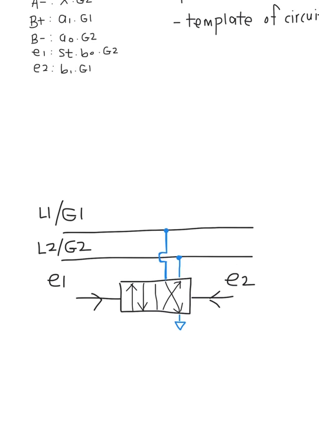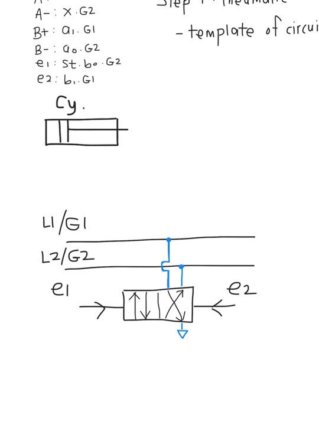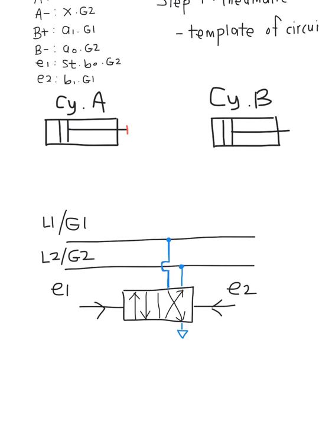Then we also have the cylinders. In this case, we have 2 cylinders. I'll make it smaller, it's better. This one is for cylinder A. We have to label it, cylinder A, and on this side we have cylinder B. Each cylinder will be connected with a limit switch. This one is A node.